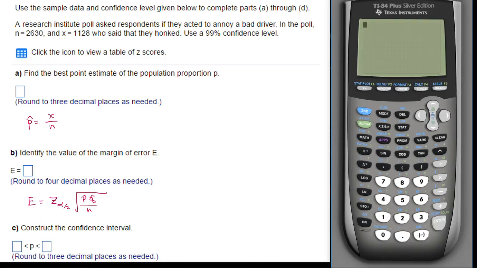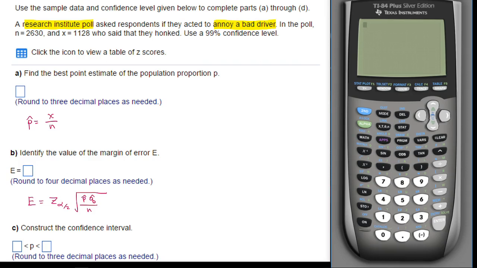Hi, in this video, I wanted to go over a couple of problems involving estimating population proportions. So this is one of your homework problems. It says, use the sample data and confidence level given below to complete parts A through D. So we have a research institute poll, and it's asking respondents whether they acted to annoy bad drivers.